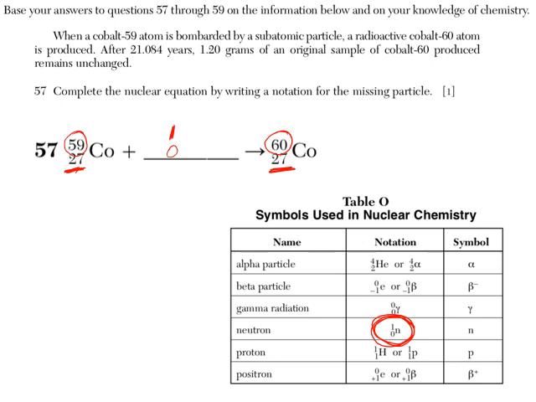So if you shoot a neutron at a stable atom of cobalt-59, you can collide those things, and that turns into radioactive cobalt-60. So this little neutron right here is our answer for number 57.